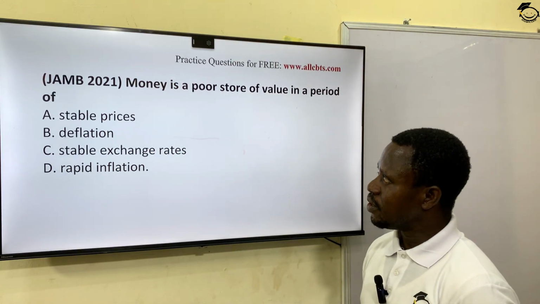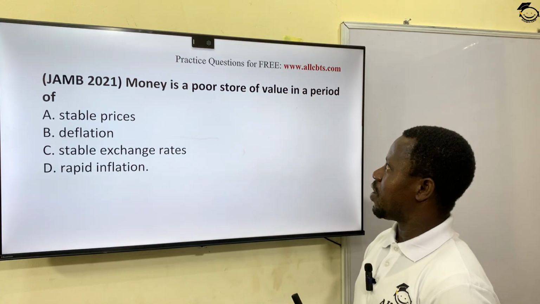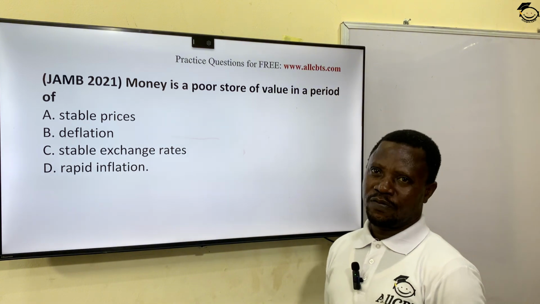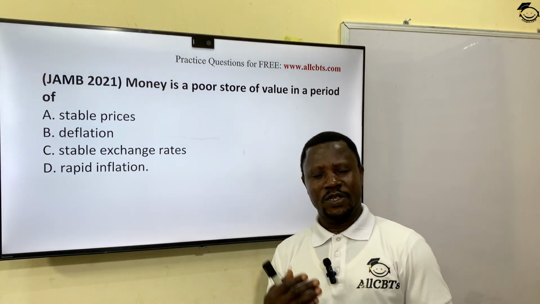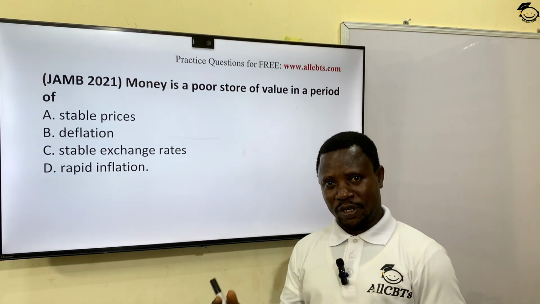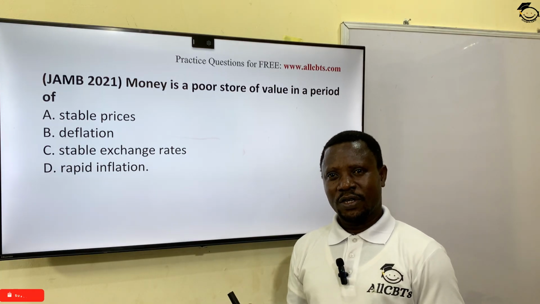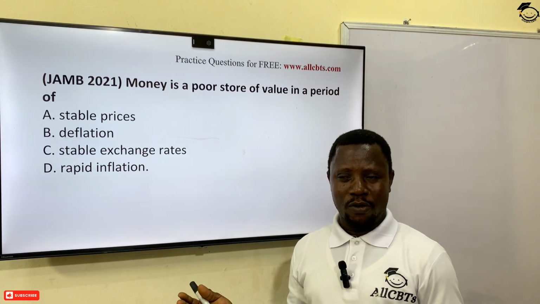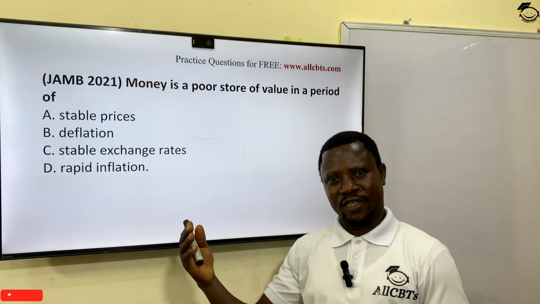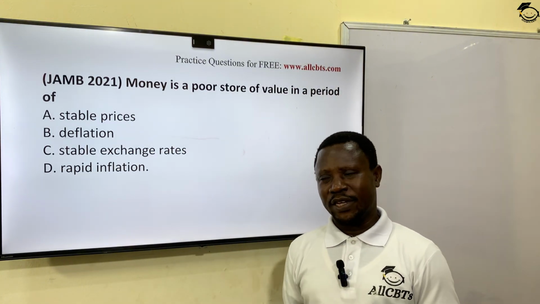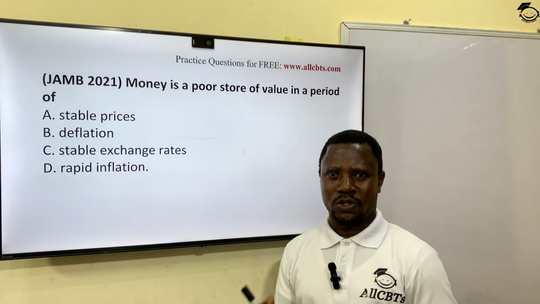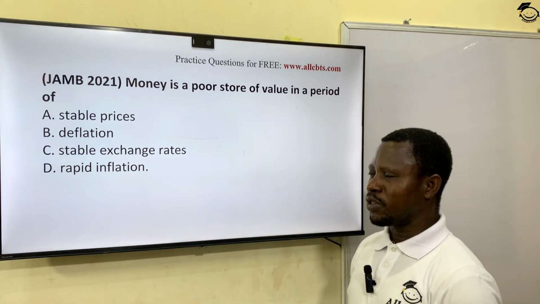All right? Money is a poor store of value in a period of stable prices, deflation, stable exchange rate, rapid inflation. Store of value is one of the elements or characteristics of money. But you and I know that during inflation, keeping money either in the bank or in your house does not make a lot of economic sense. How? Because what the money can buy today, if you keep it for 2 months or 3 months' time, it will not be able to buy it again. Why? Because of the continuous increase in price, known as what? Inflation. So when there's rapid inflation, the word rapid means it's just growing. Keeping money then becomes what?